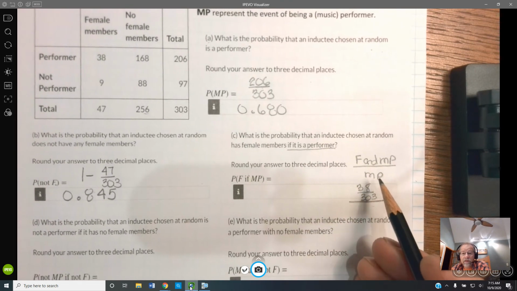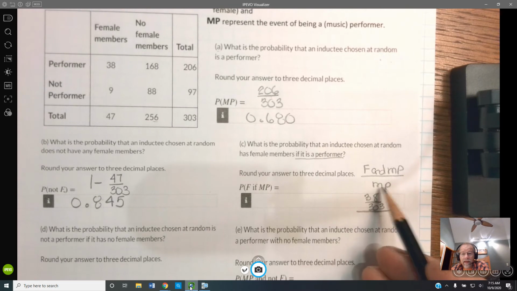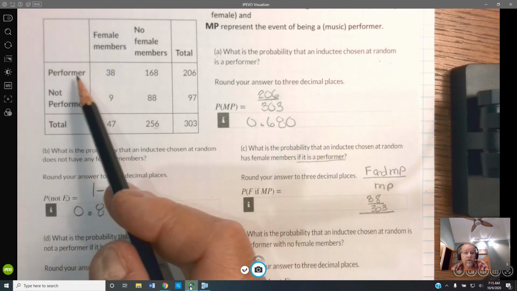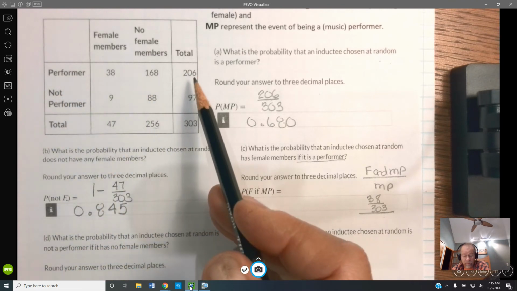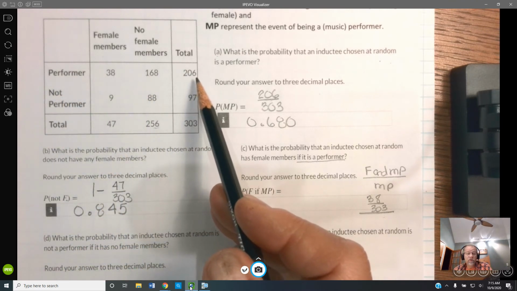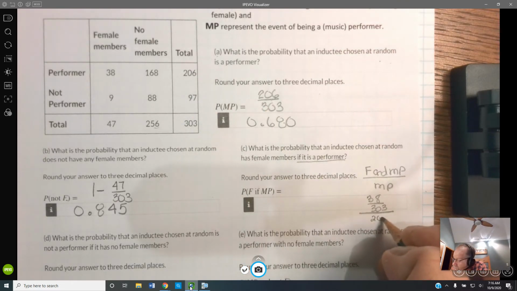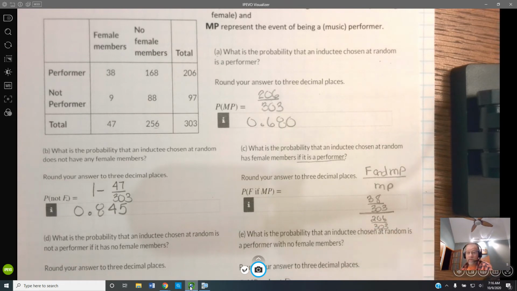I also need the MP, the music performer. These are the music performers. All of these people here are the music performer people. And the music performer people are 206 out of, again, 303.